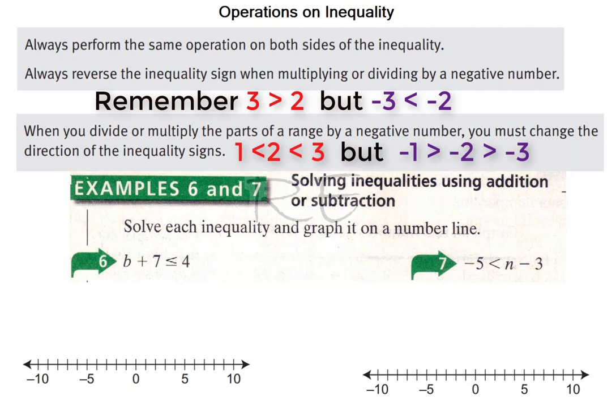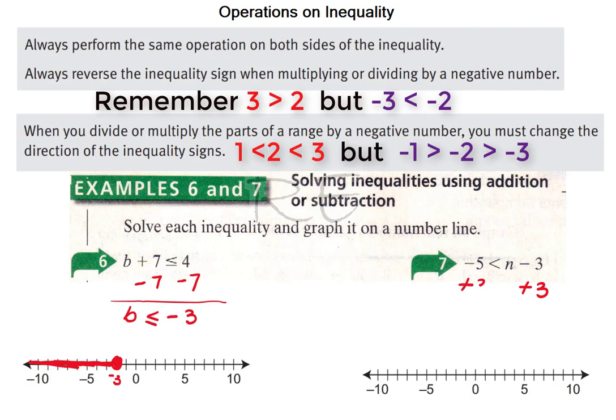Solve each inequality and graph it on the number line. b plus 7 is less than or equal to 4. We subtract 7 from both sides as if we were solving an equation. b is less than or equal to negative 3. So negative 3 is included. We fill in the circle at negative 3, and we take all the values to the left of negative 3.